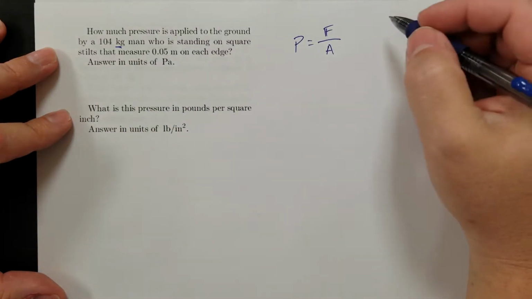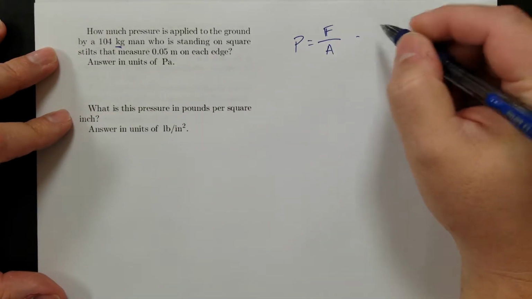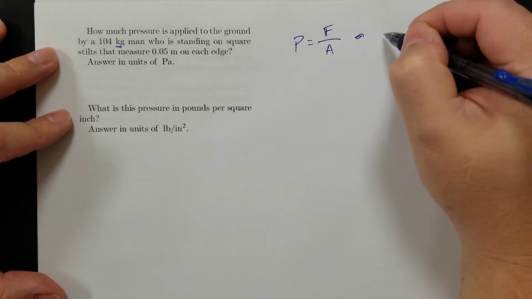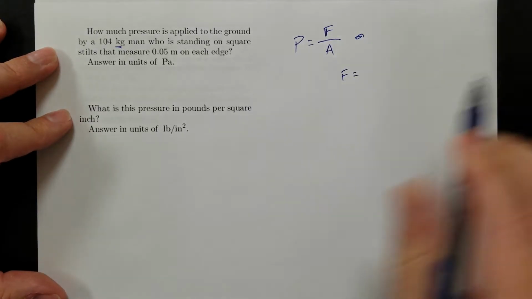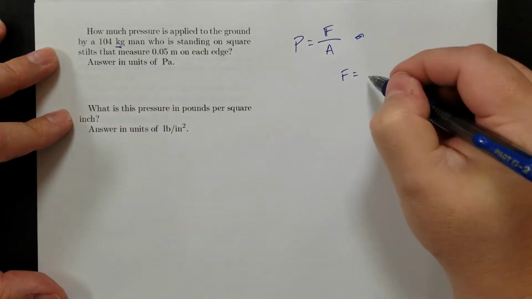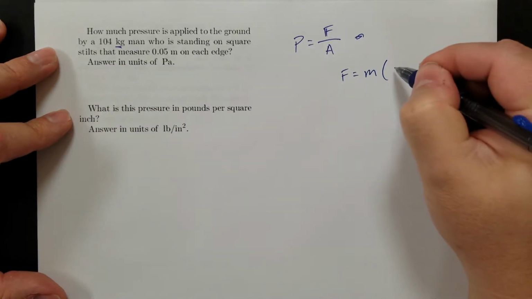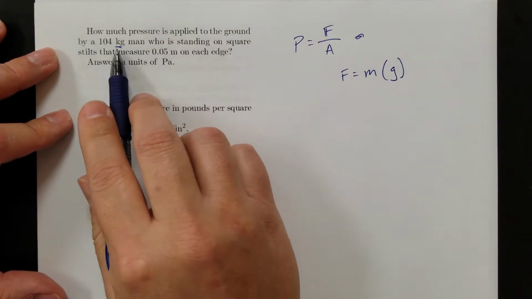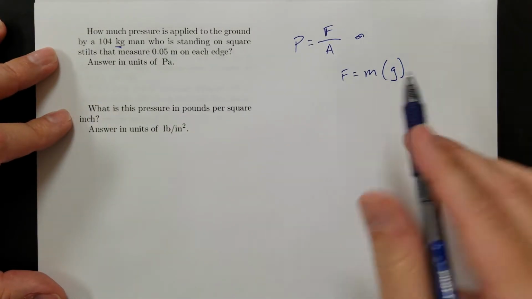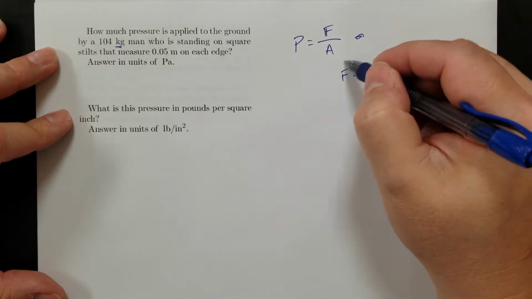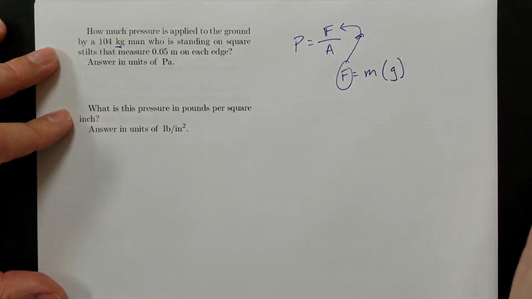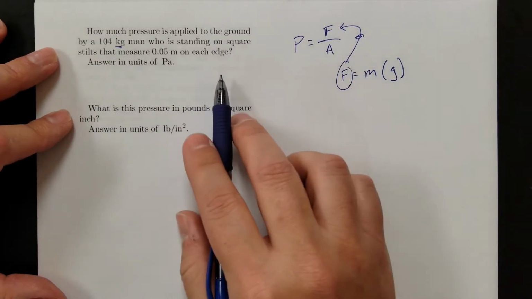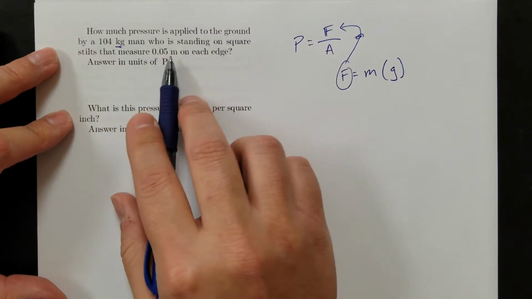I need weight. So let's write it like this. The force is going to be whatever his mass is times g. g is just 9.8. That'll turn a mass into a weight. So I can get force by doing this, and once I know force, I can put that in up here. And then the area is the area of the stilts he stands on.